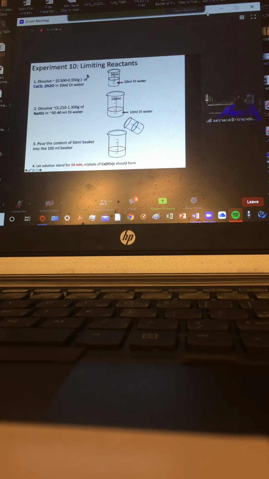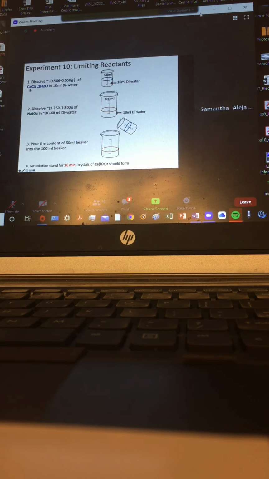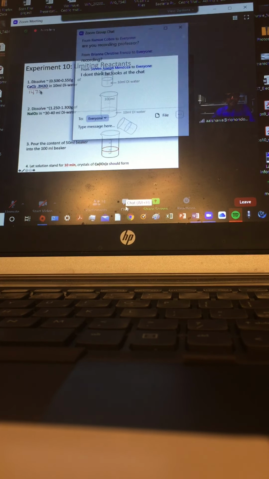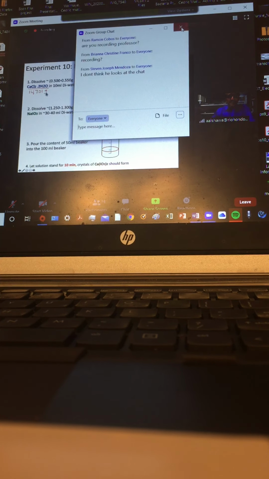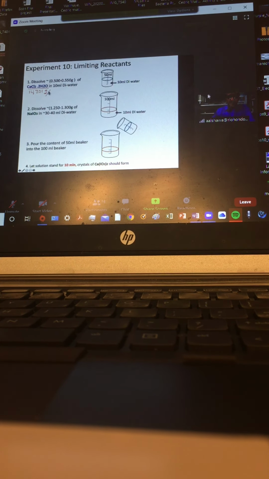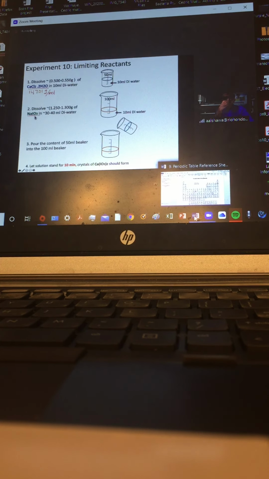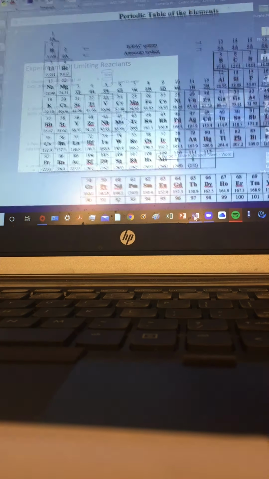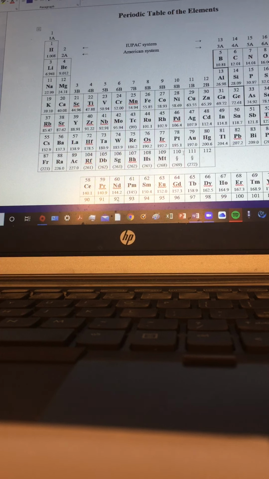All right. So just make sure you have your calculator handy. For my molar mass, I got 147.01. All right. So that's the molar mass, and that includes the 2 water molecules. Now, for the sodium iodide. Periodic table. Okay. Let's see.